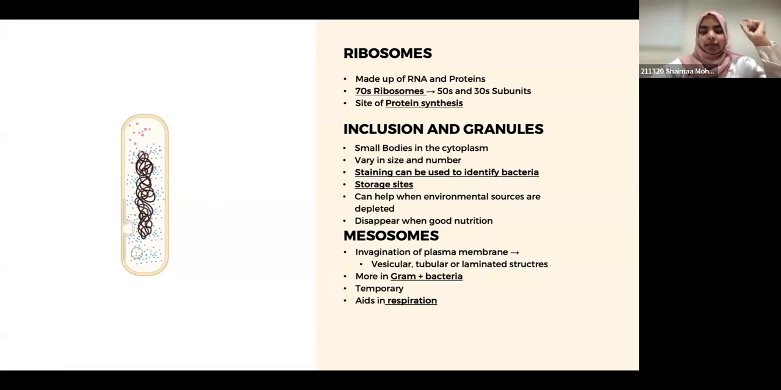We said that prokaryotes do not have any membrane-bound organelles. That means they don't have mitochondria to help them with respiration. So mesosomes can help with respiration, but they're not always there. Just like inclusion granules, they're temporary and they appear more in gram-positive bacteria. What are gram-positive bacteria? I'm going to explain in a while, but mesosomes are mainly in gram-positive bacteria, okay? And sometimes they may play a role in replication. So that is for mesosomes.